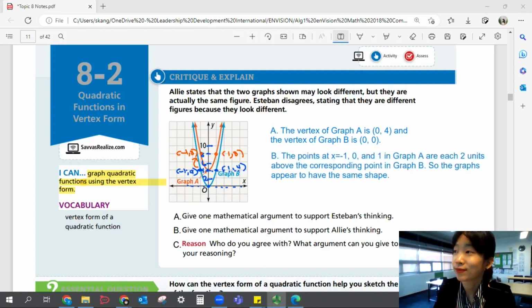Let's write that down. Okay, the points at x equals -1, 0, and 1 in graph A are each 2 units above the corresponding point in graph B. So the graphs appear to have the same shape. Part C. Who do you agree with? What argument can you give to justify your reasoning? So who speaks out to you more? Who do you agree with more? Is it Esteban or Ali?